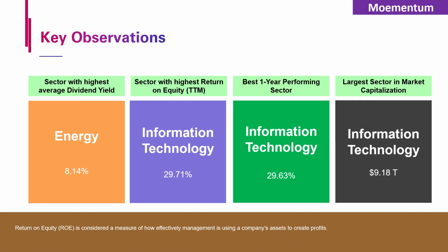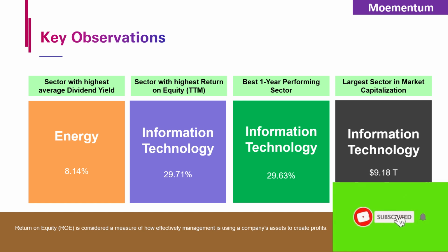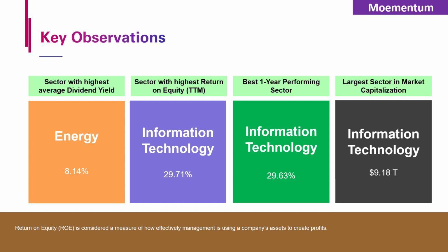If you wanted to point out a couple of key observations based on our review, here they are. The sector with the highest average dividend yield was in fact energy, with a dividend yield of 8.14%. The sector with the highest return on equity based on the trailing 12 months is information technology, sitting at 29.71%. Also, the information technology sector has had the best one-year performance, showing a 29.63% return. And lastly, the largest sector in market capitalization is again information technology, with $9.18 trillion in market cap.